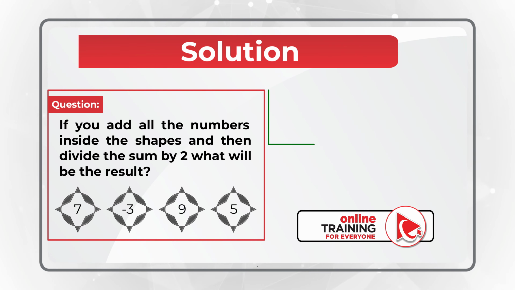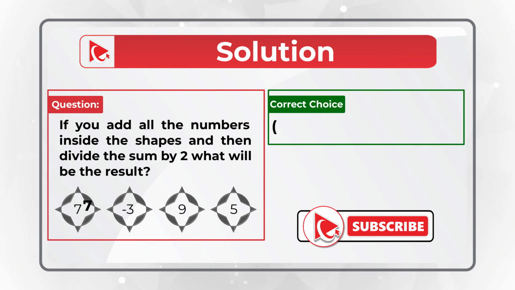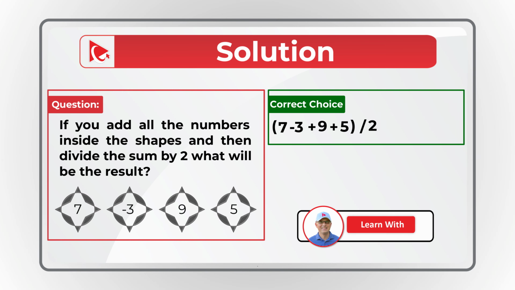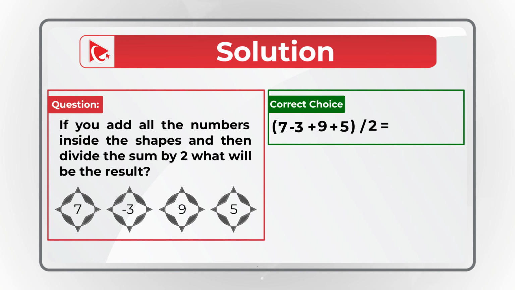The math here is pretty straightforward. You need to do 7 minus 3 plus 9 plus 5 in parentheses, and then divide the sum by 2. The result would be 18 divided by 2, which would be equal to 9. And this is my choice for the correct answer.